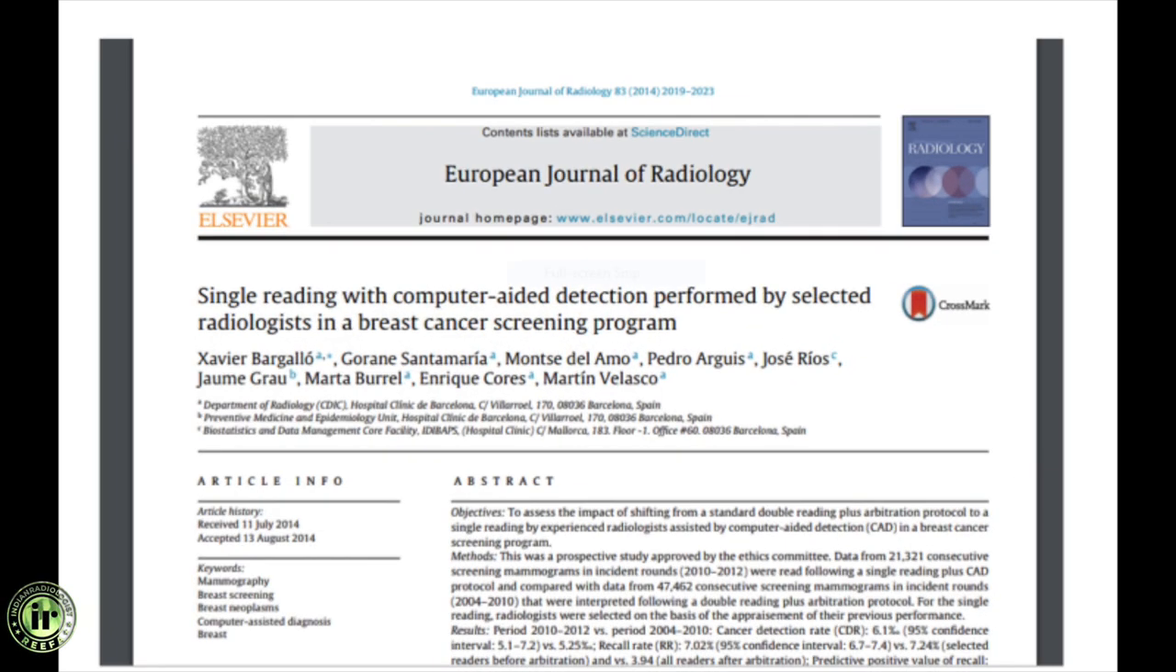Here is another article on similar lines in the European Journal of Radiology, which studied whether, instead of the normal two radiologists reporting a mammogram, a senior radiologist and an algorithm, that combination, can perform as well. So I refer you to this article for further reading.